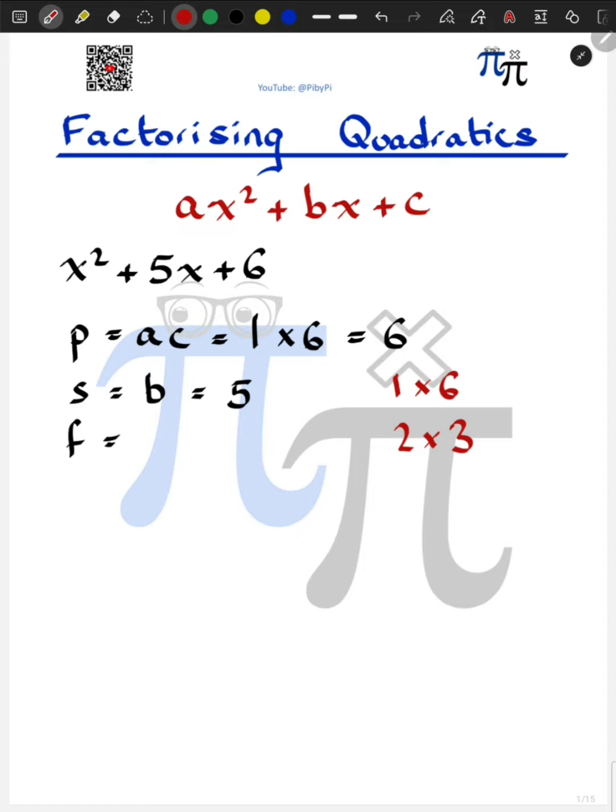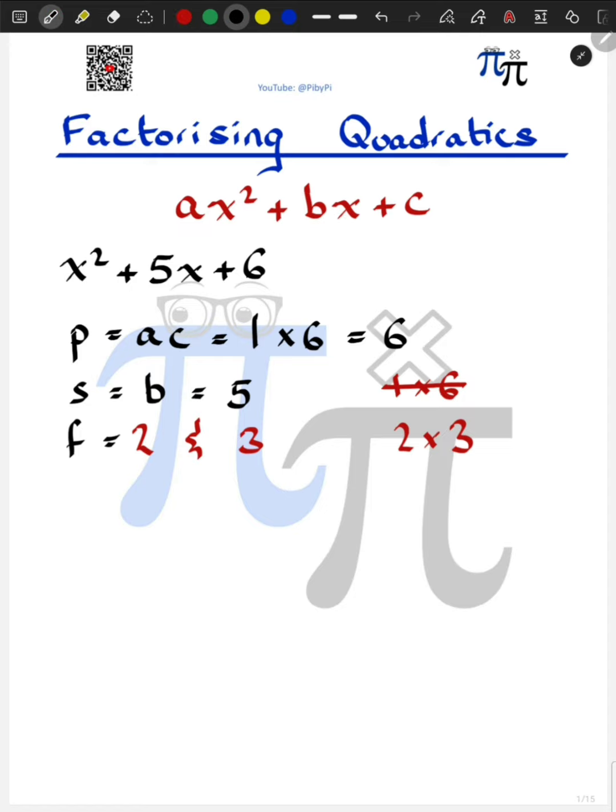So these meet the first condition. We need to find out which pair meets the second condition. So which numbers can I add to get 5? 1 and 6 would give me a total of 7, so that's out of question. However, 2 and 3 gives me a total of 5. So this means the factors that we're going to be using are 2 and 3.